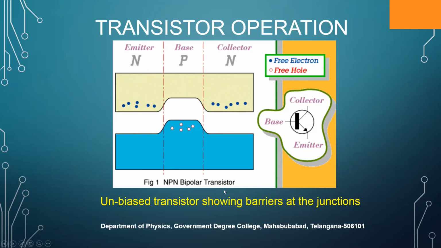This is an NPN bipolar transistor we have shown here. On this side also free electrons will be there. This side also free electrons will be there. In the base, a very small number of electrons will be there. That means here holes will be there. So this is the symbol of our NPN transistor. The arrow shows down. That means this is an NPN transistor. This is base, this is collector, and this is emitter.